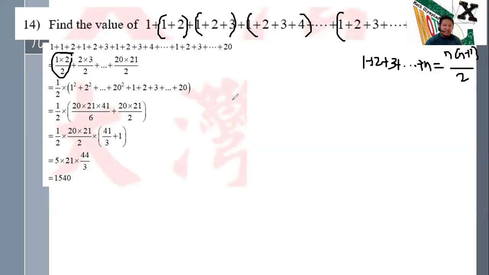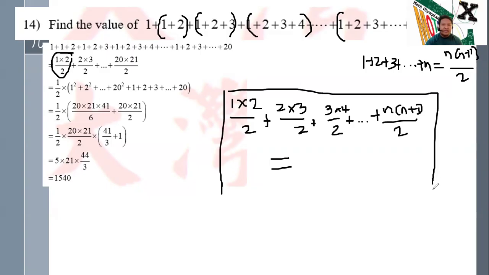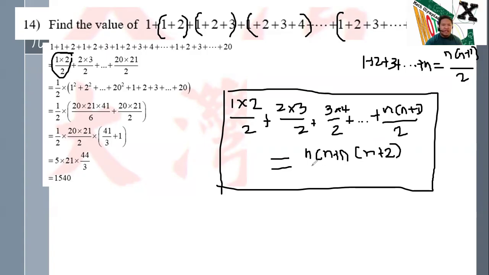If we have the summation of 1 times 2 over 2 plus 2 times 3 over 2 plus 3 times 4 over 2 plus that until n times n plus 1 over 2, the summation of all of that could be simplified to n times n plus 1 times n plus 2 all over 6. That's the formula for that.